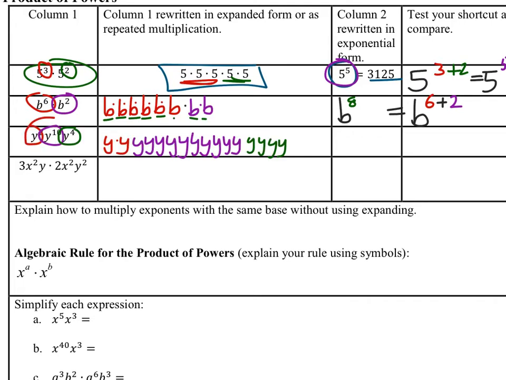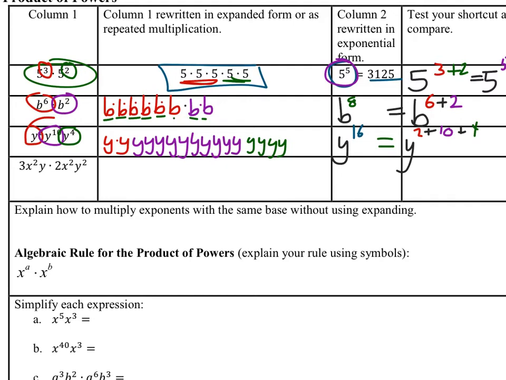Alright, so there it is expanded. Now again, let's rewrite this using only one base, y. How many y's were there? 16 of them, right? So what did we really do using the rule? Well, we took the first 2 y's, and then we added the next 10 y's, and then we added the next 4 y's, right? And 2 plus 10 plus 4 is 16.